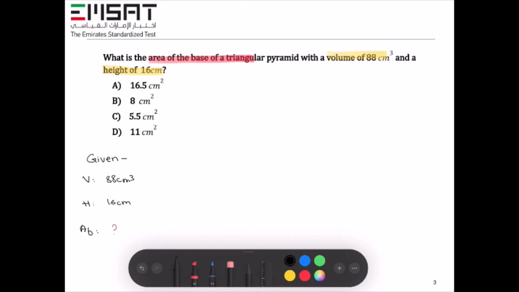Now, the volume of a triangular pyramid is given by the following formula, which is volume equals 1 over 3 times area of base times height. Plug in the given, which we have. The volume is 88 equals 1 over 3 times area of base, since it's not given, times the height, 16.